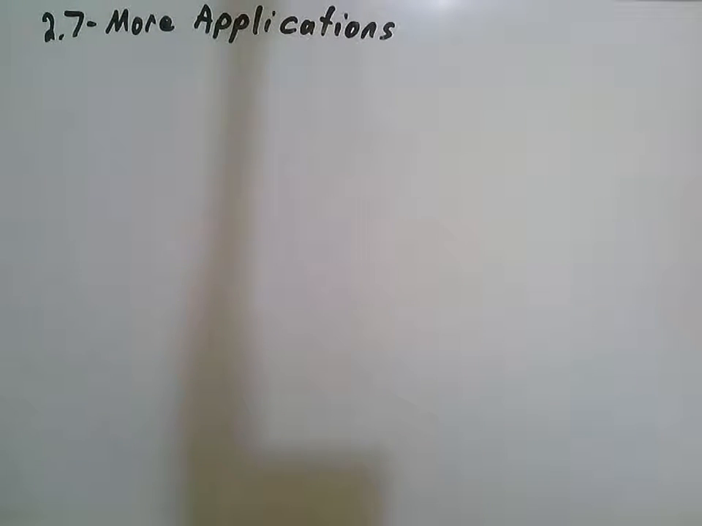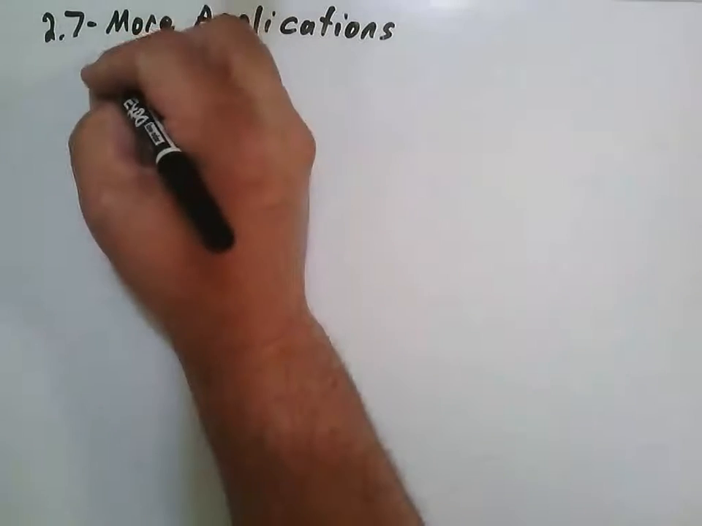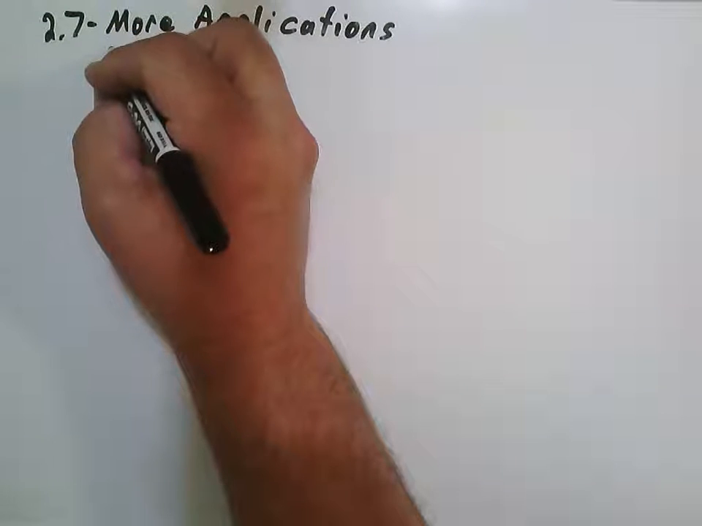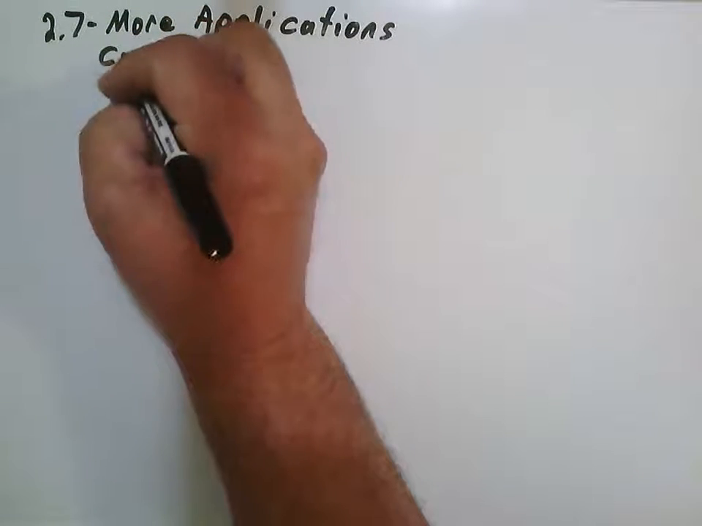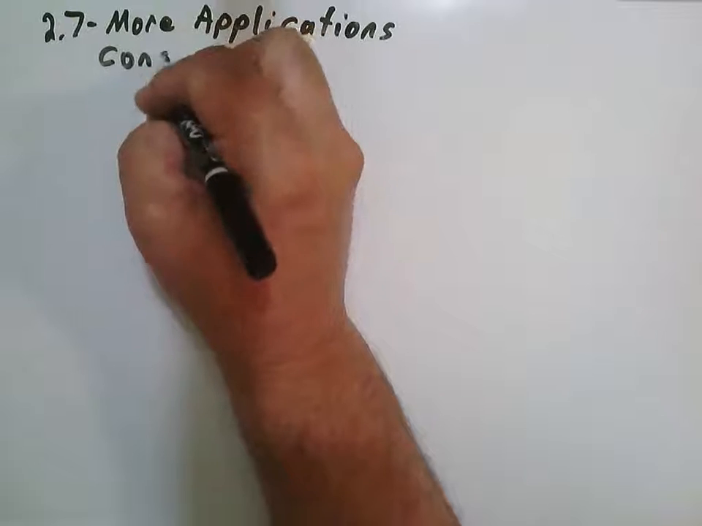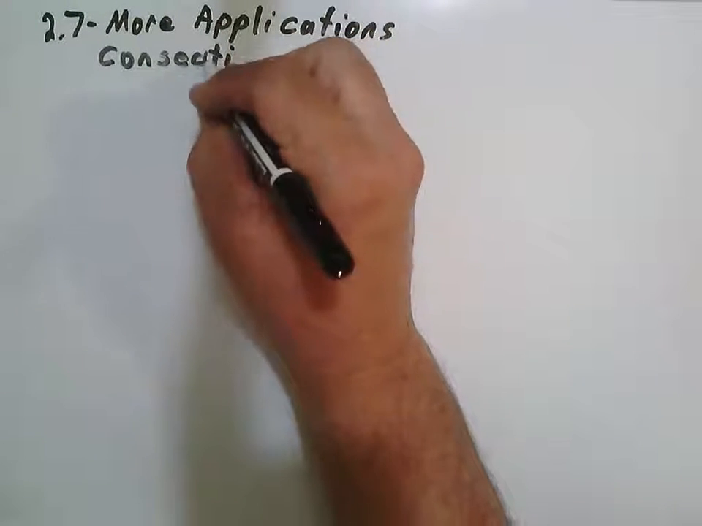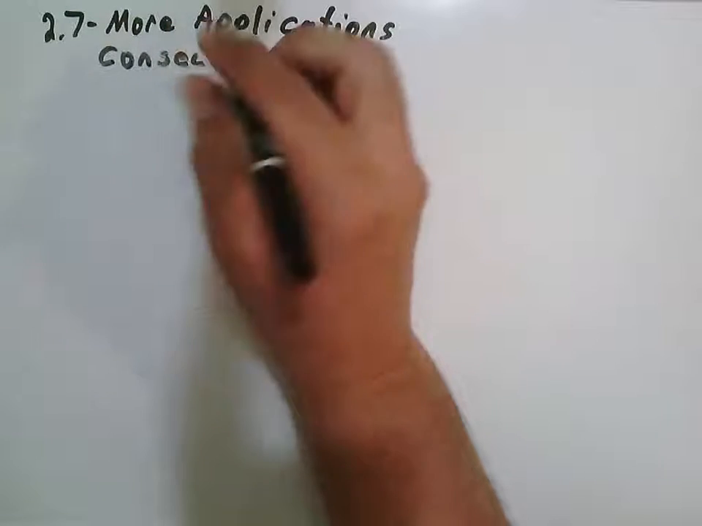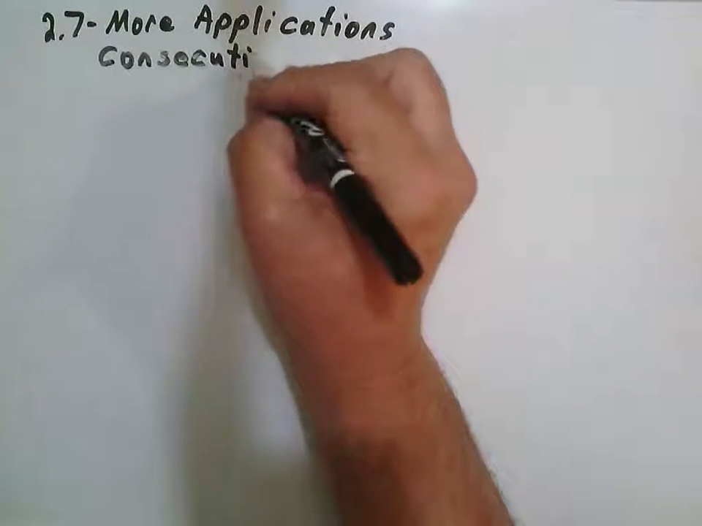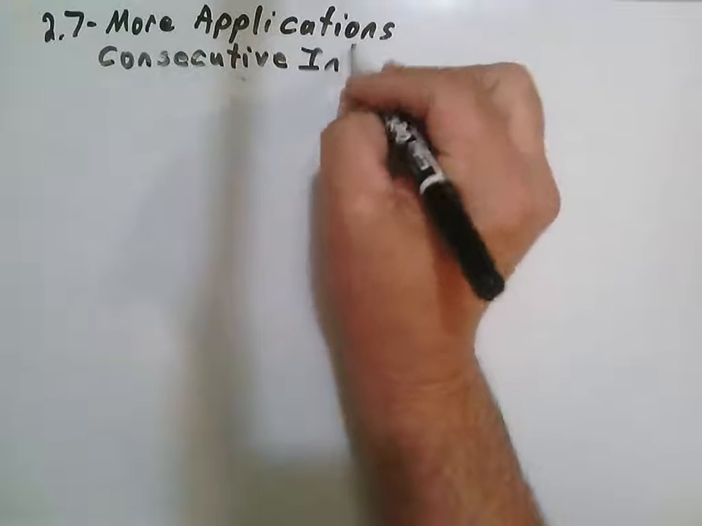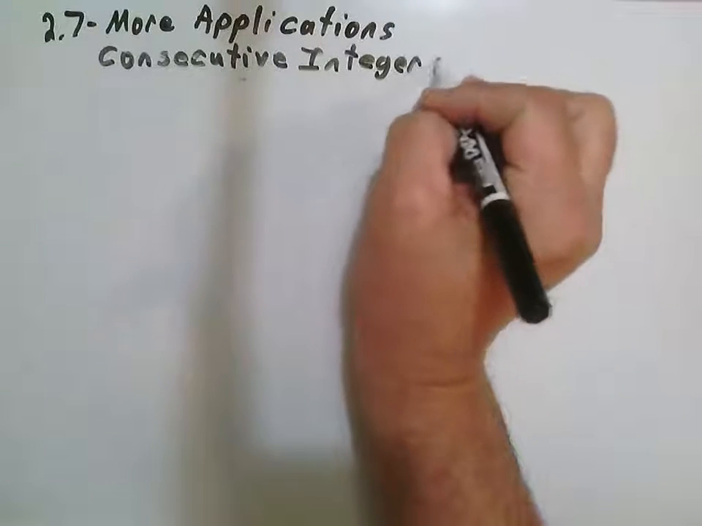Okay, now we're going to section 2.7, and section 2.7 is a lot shorter than 2.5 and 2.6 for sure. So basically, there are just two things that we're going to cover in this, and the first one is consecutive. I misspelled that, so here we go. Consecutive integers.